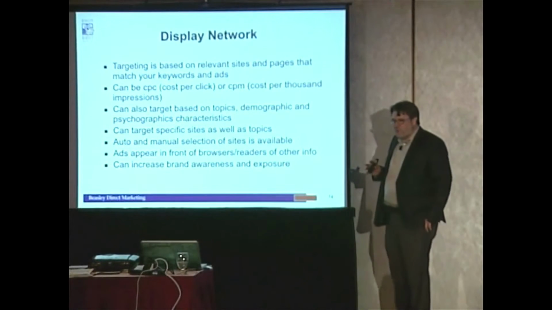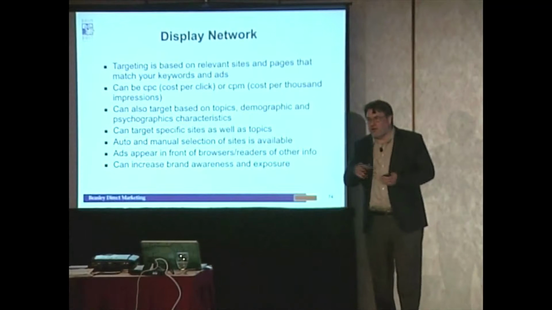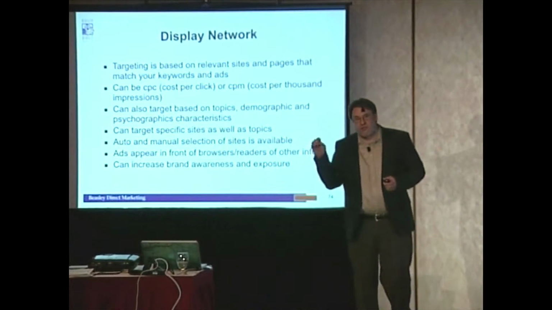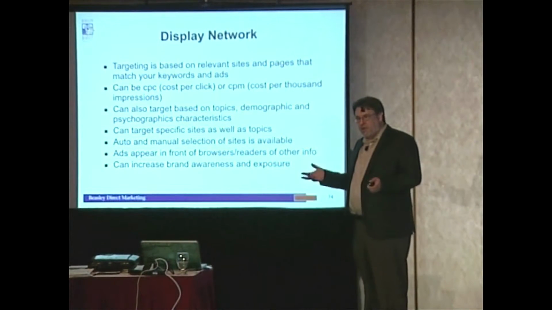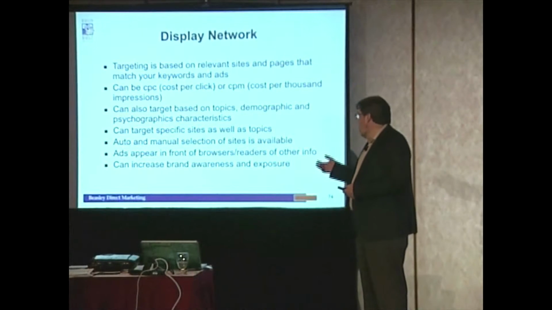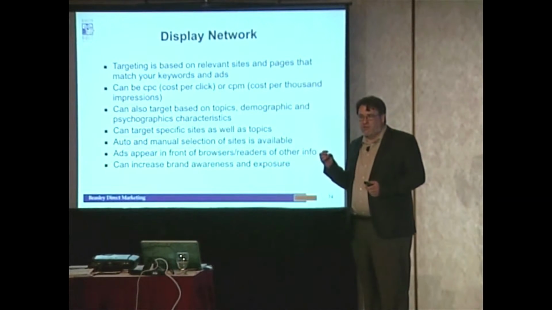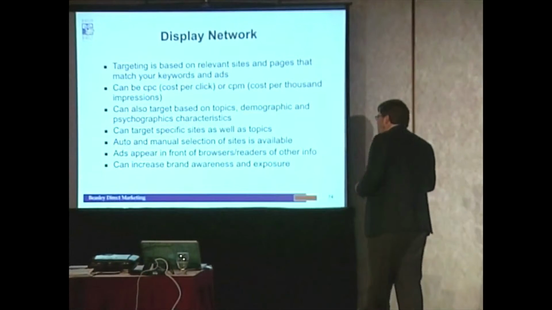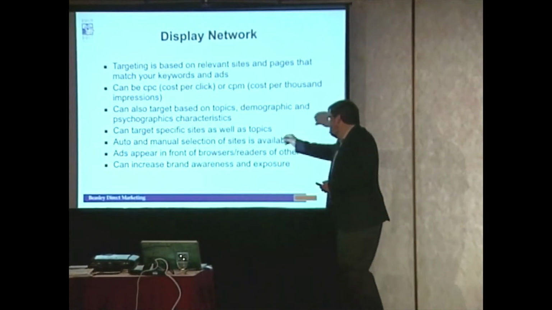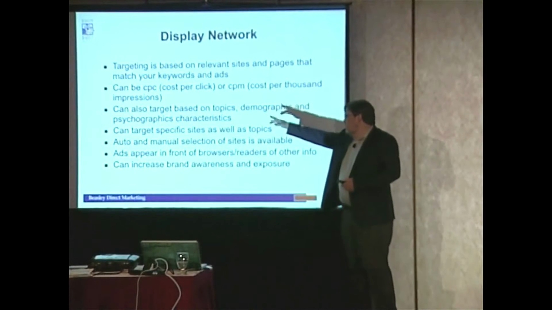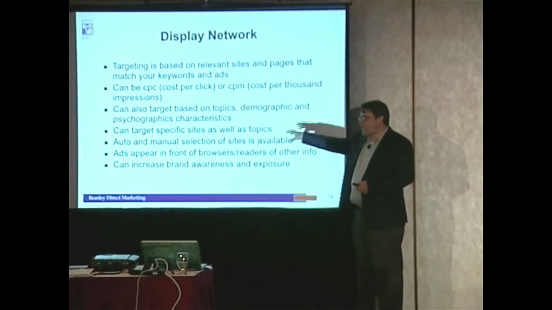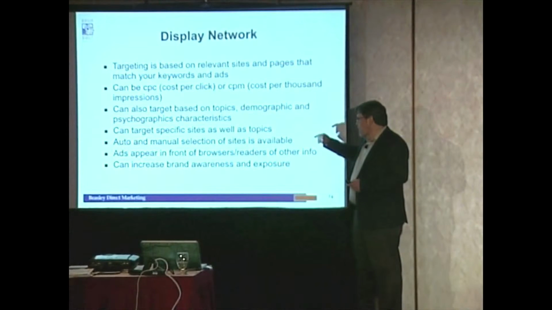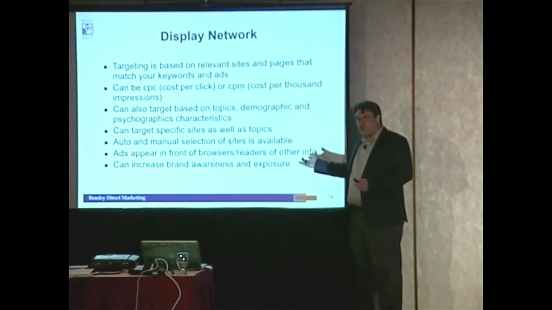Now, there are two different ways to approach the display network. It can be a cost per click, which is very similar to the PPC campaigns we were doing with Google Search, or it can be a cost per thousand. I like cost per click because it allows me to compare apples to apples. As I said, demographic, topic, psychographic targeting. You can target individual sites. Google will automatically select a bunch of your sites, and then you can manually add and subtract from that list.